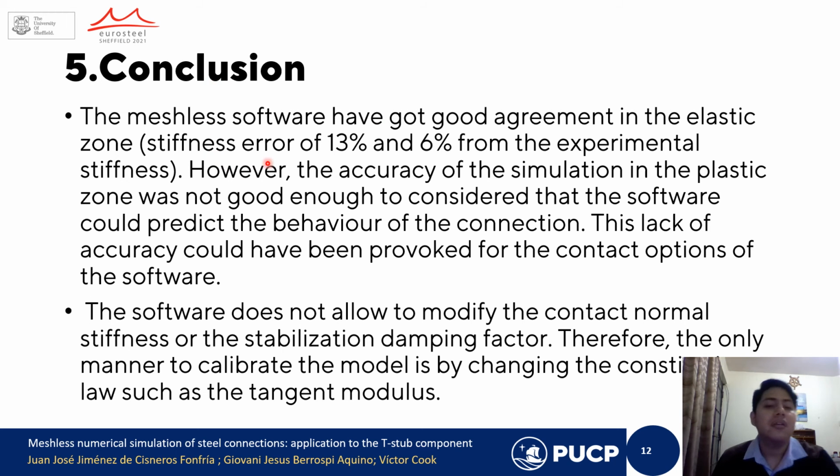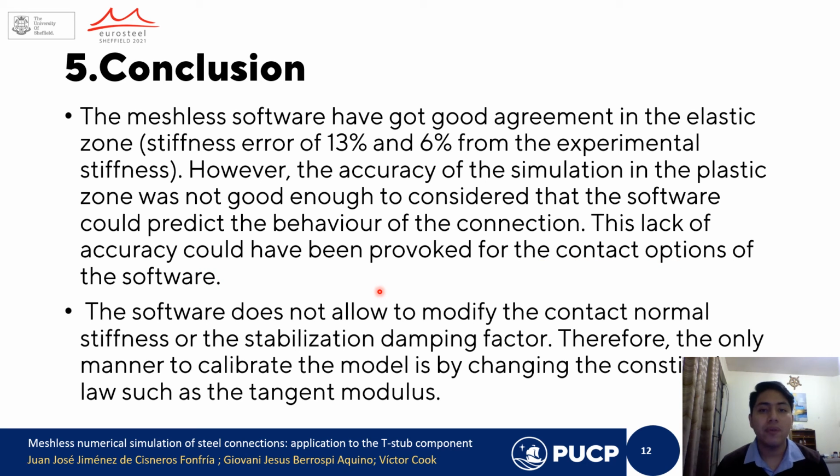Conclusions. The meshless software has good agreement in the elastic zone, as we saw before. The stiffness differs by 13 and 6% from the experimental stiffness for T-stub T1 and T-stub T2 respectively. However, the accuracy of the simulation in the plastic zone was not good enough to consider that the software could predict the behavior of the connection. This lack of accuracy could have been provoked by the contact options of the software.